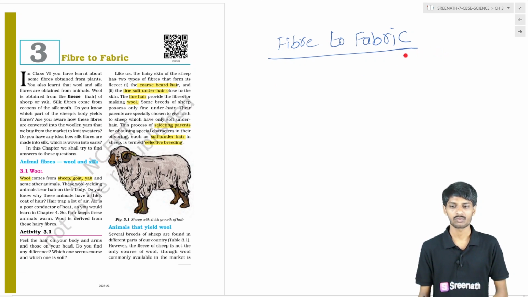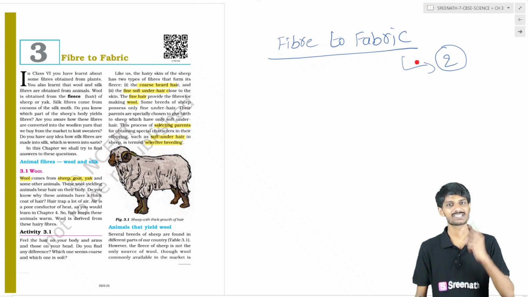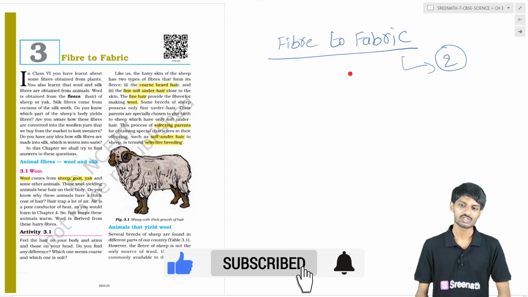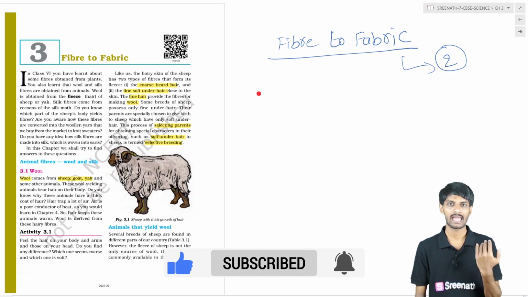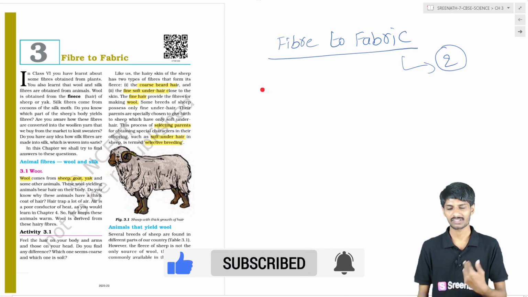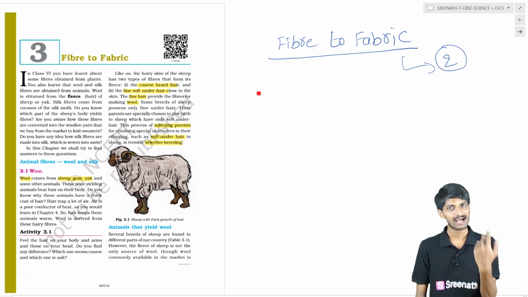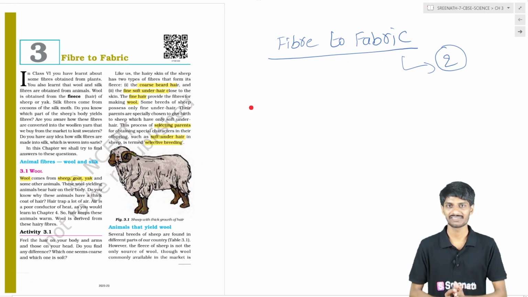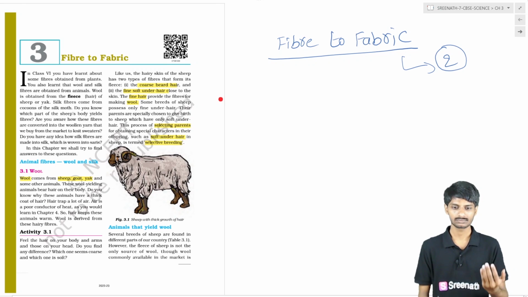In this chapter, we have two topics. How many topics? Two topics. We are going to discuss these two topics in detail now. In the beginning, we will have an overview of the whole chapter. After that, we will discuss each topic in detail, and later we will have the summary of the whole chapter. This is the plan and process of this whole video. So now we will start our overview.